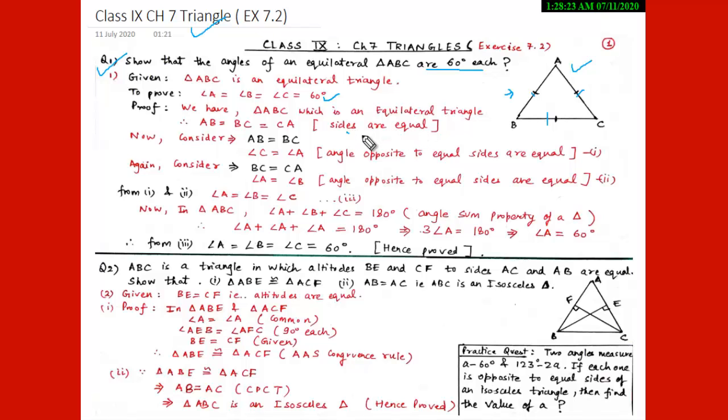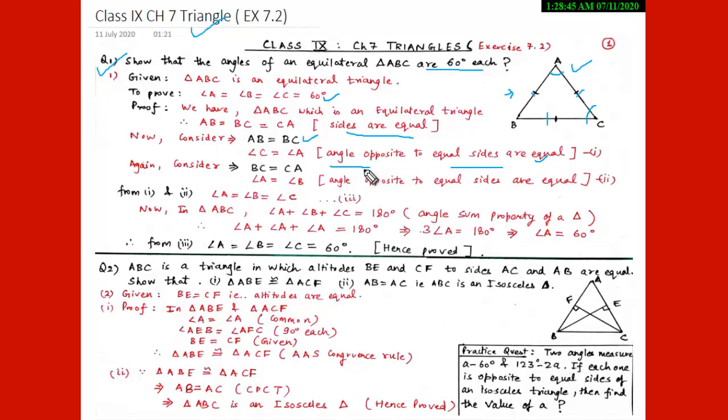AB is equal to BC. And if AB is equal to BC, then the angle opposite to side AB is angle C and the angle opposite to side BC is angle A. So student, from here angle C is equal to angle A and the reason is angles opposite to equal sides are equal. So this is our first equation.